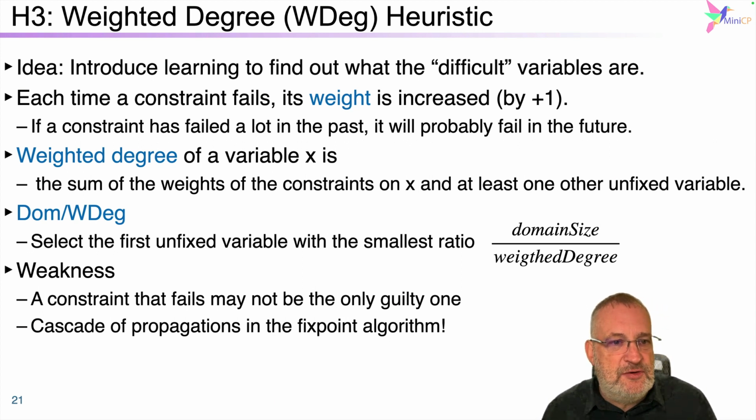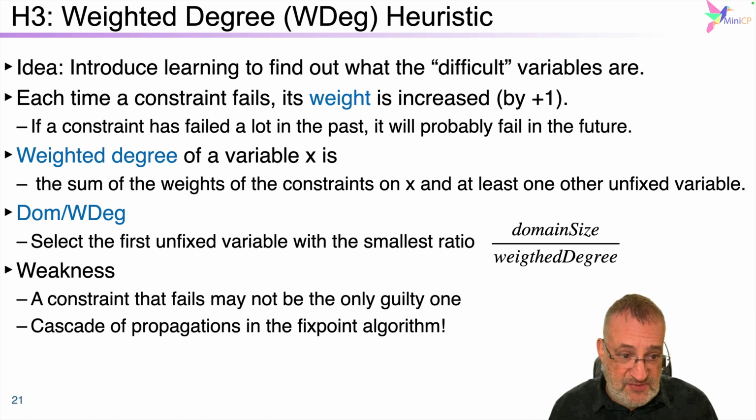Well, the trick is to think of the weighted degree of a variable x as simply the sum of the weights of the constraints that appear on x and that still have a variable that's not fixed. So that's wdeg, and we're going to use the same kind of idea of dividing dom by deg, but now dom by wdeg. So we're going to take the ratio of the domain size over that weighted degree, right? So that's the interesting part. And the weighting is based on how often the constraint is responsible for failures.